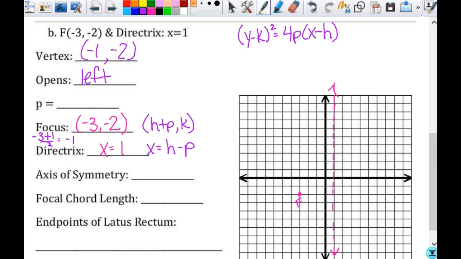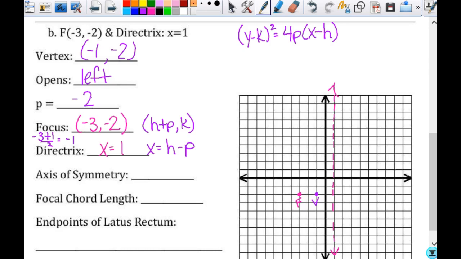What's p? It's 2, right? Okay. Is it positive or -2? -2 because it's opening left, right? So this is a -2 because when I do h plus p, that would be -1 to get to -3. I'd have to subtract 2, so p has to be a -2. That's important, right? We also know that it has to be negative because it's opening left, so you can kind of check yourself that way in case you get mixed up on the numbers.